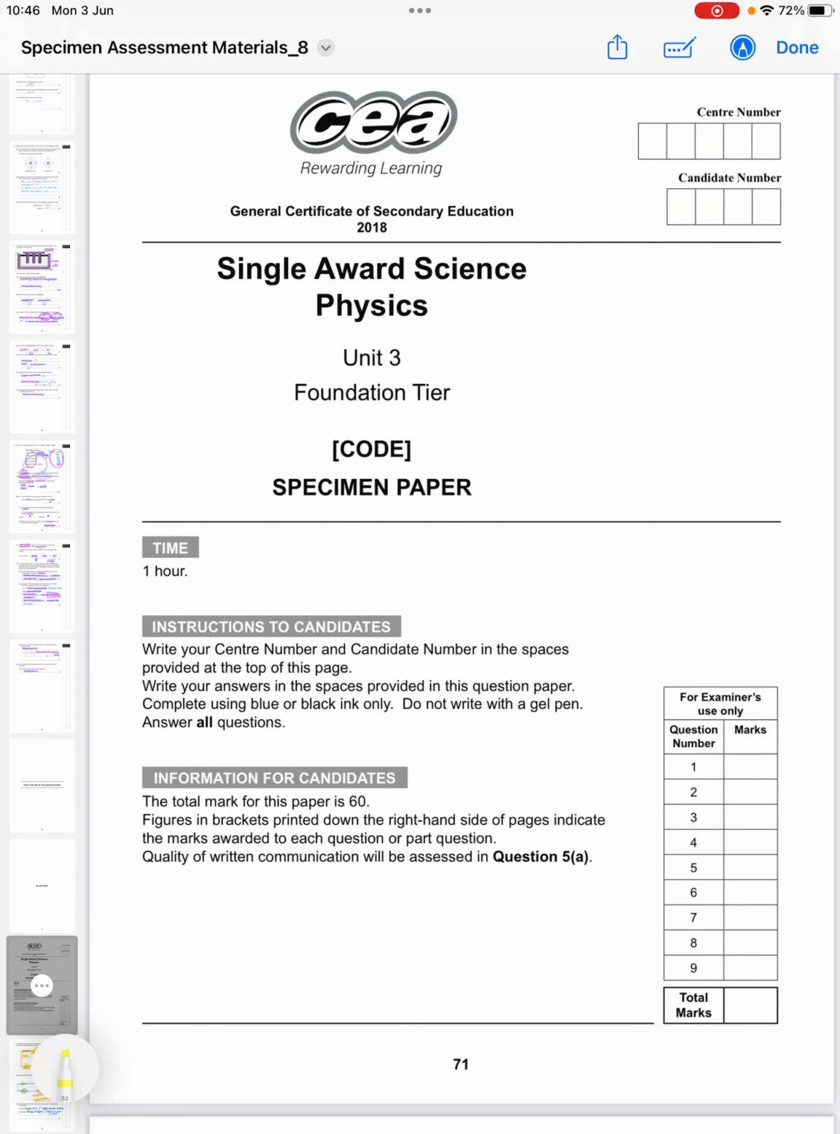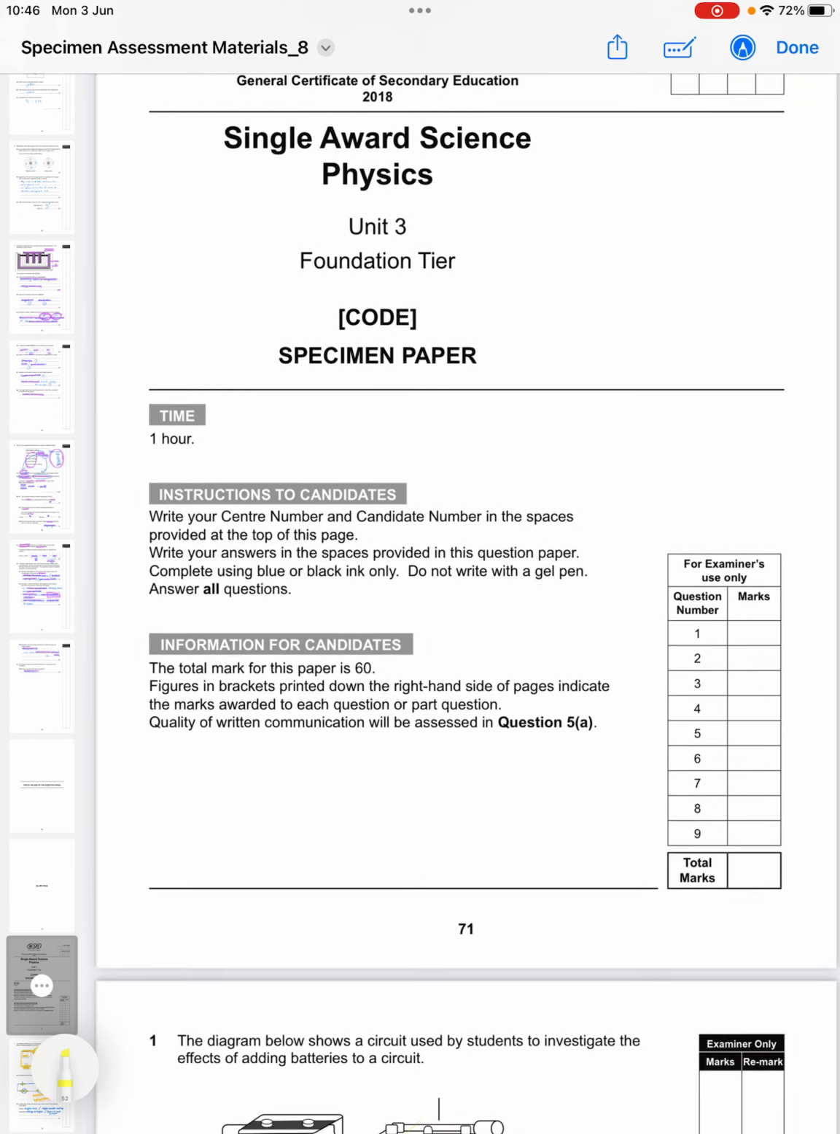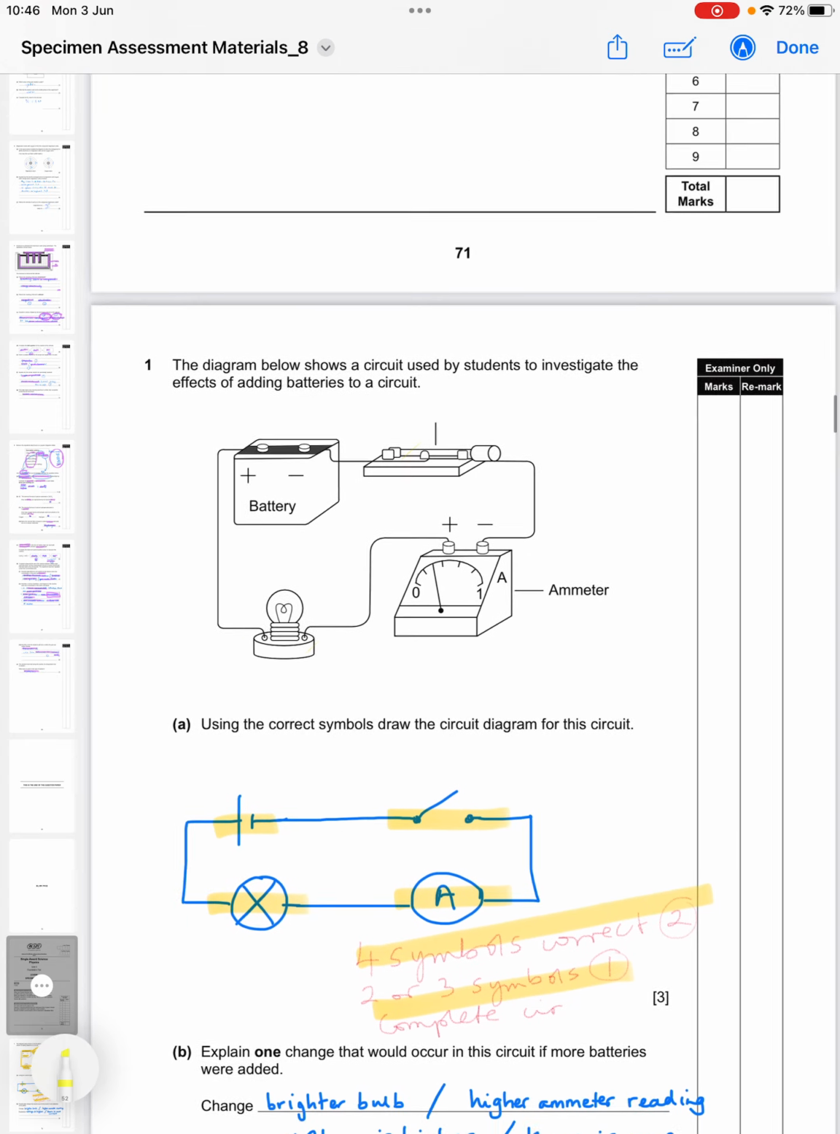So this time I'm going to go through the single award science paper for physics. This is the Unit 3 paper and it's foundation tier. And again, these are the specimen papers that CCEA put together. The time for this was 1 hour and 60 marks for the paper.